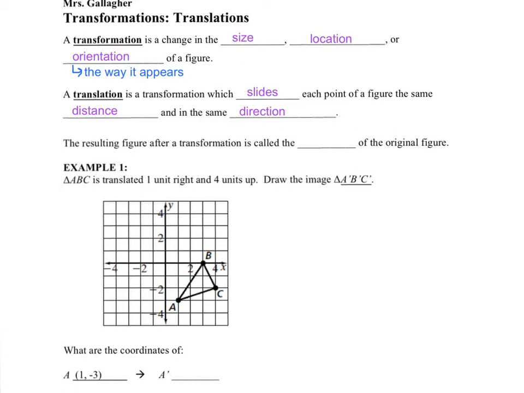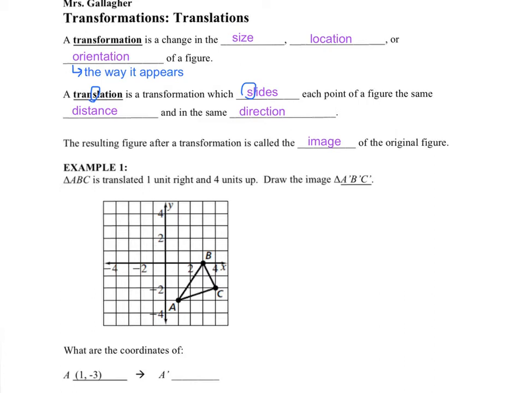If you look in the word translation, SL is in translation for slide, because a translation is a slide. It's a way to remember that a translation is a slide. The resulting figure after a transformation is called the image of the original figure.